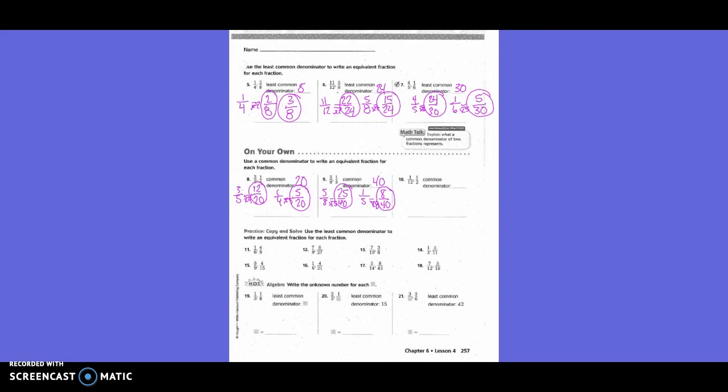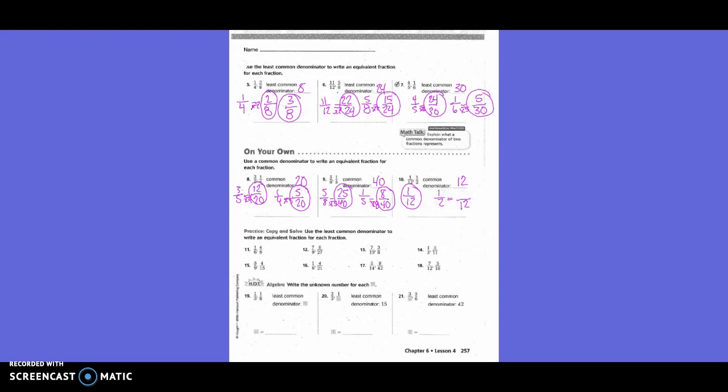1/12 and 1/2. You could do 24, but is there a 12? Do we have to change both in this case? No. So we can just rewrite 1/12 and circle it, right? And then 1/2 equals something over 12.